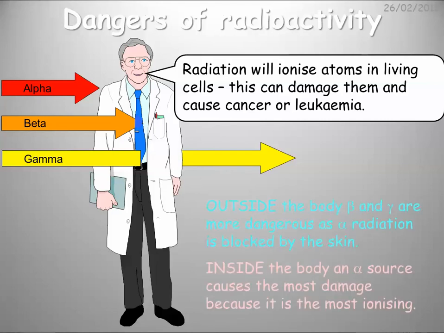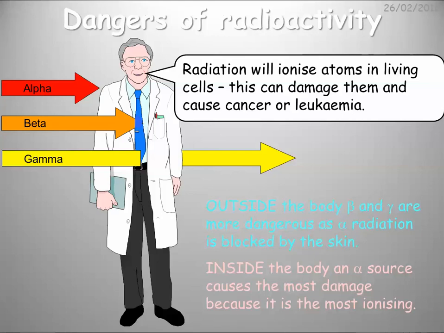If alphas can get inside the body, i.e. you ingest a source or you breathe in dust which has radionuclides which give out alpha radiation, then that can cause a huge amount of damage to us, and alphas internally, if they're breathed in, are the most damaging source.